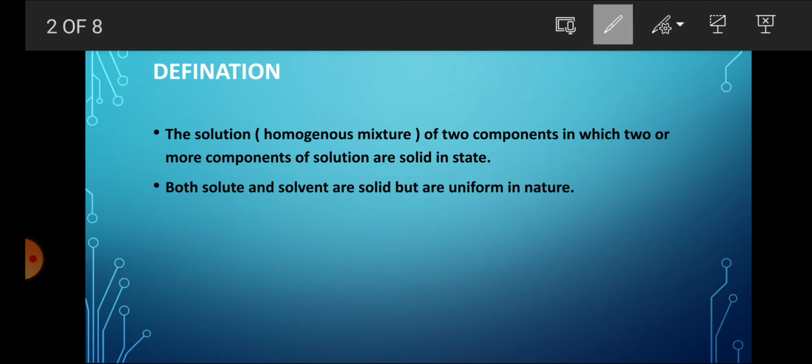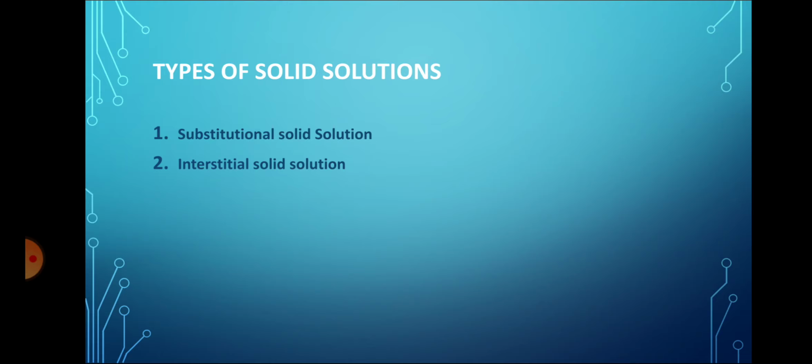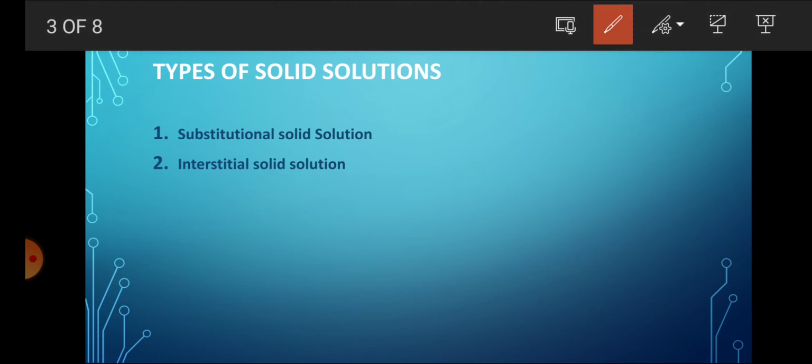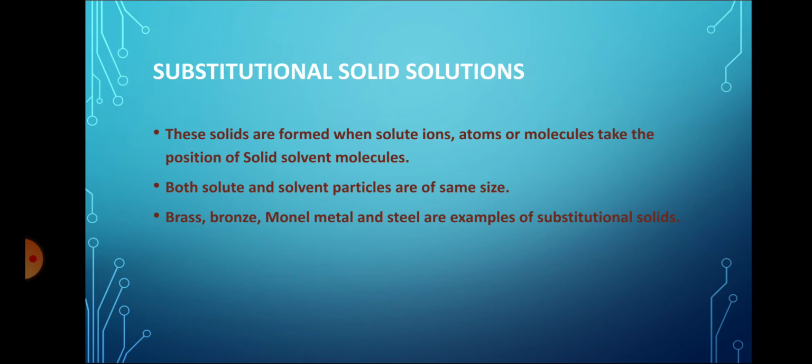So let's see how many types of solid solutions there are. Solid solutions are of two types. One is the substitutional solid solution and another one is the interstitial solid solution. First of all we will discuss the substitutional solid. So let's see what substitutional solids are.